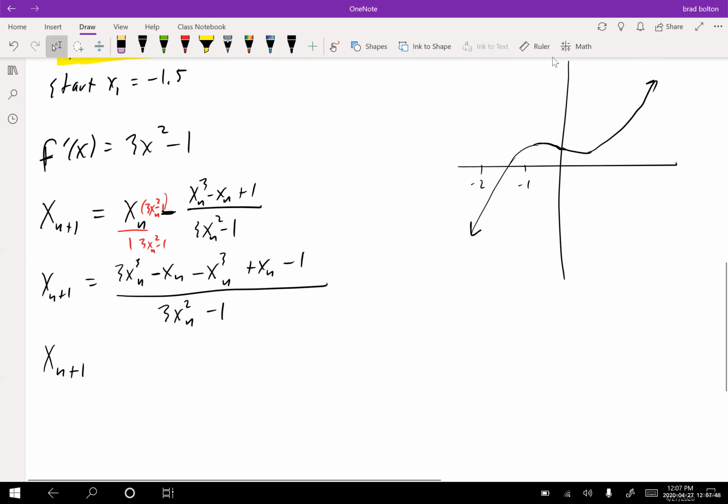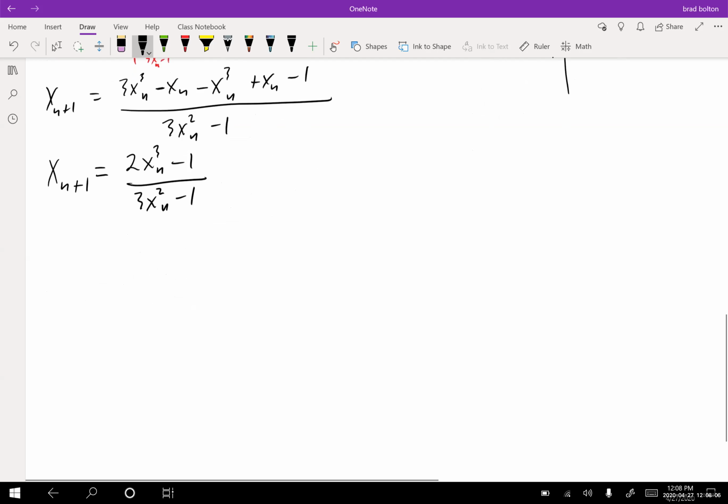Okay, so we're just doing a little bit of cleanup. Okay, and let's see here. So we end up with what? 2x cubed sub n minus 1, I believe, over 3x squared sub n minus 1. Yeah, that looks good. Okay, so now from here, we're going to build everything.